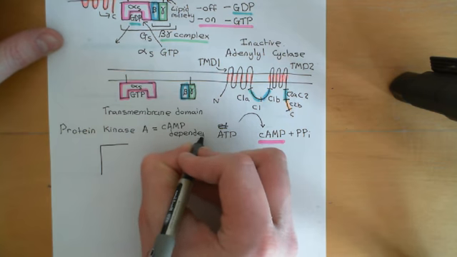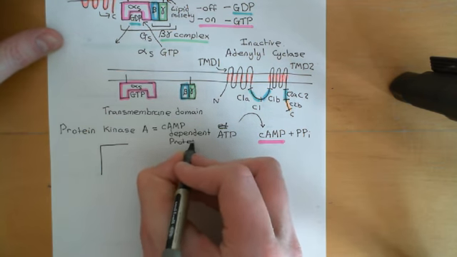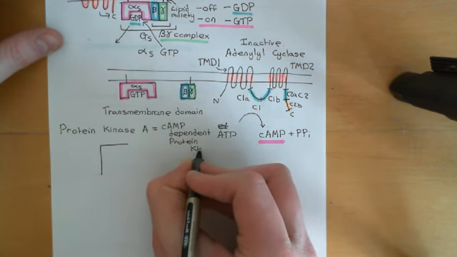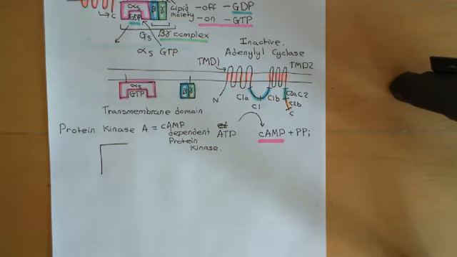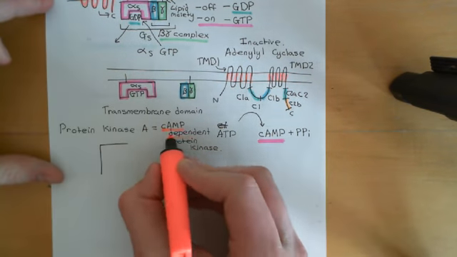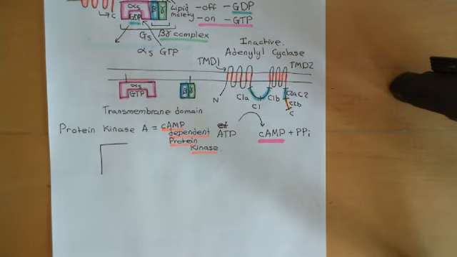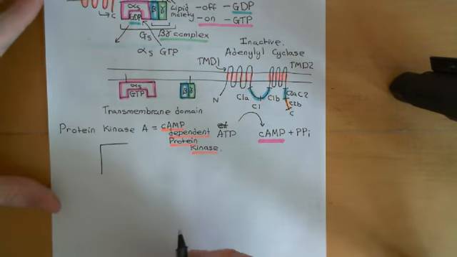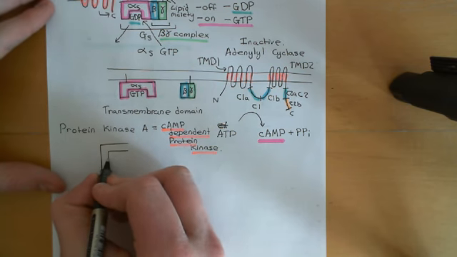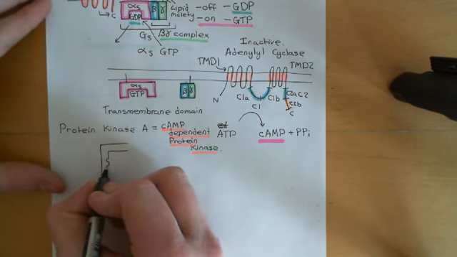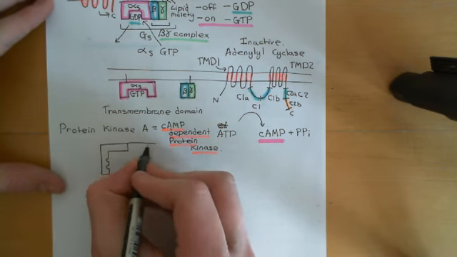If you read the literature, they prefer to call it the cyclic AMP dependent protein kinase rather than protein kinase A, but protein kinase A is usually preferred among students. So cyclic AMP dependent protein kinase is just another name for it. Right, so let me show you the structure of an inactive protein kinase A at the moment. Inactive protein kinase A actually consists of 4 separate proteins all bound together.